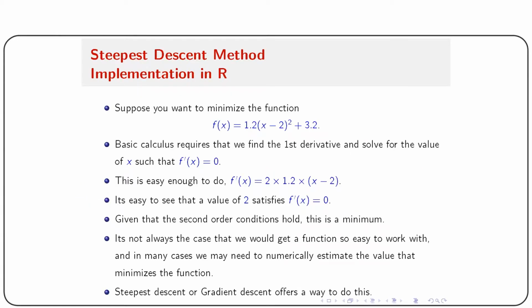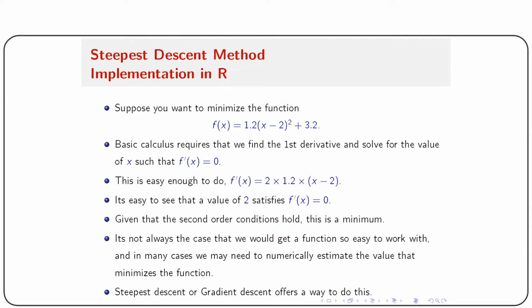The steepest descent method implementation in R. Suppose you want to minimize a very simple function, say f(x) = 1.2 * (x - 2)^2 + 3.2. So this is a very simple function. Let us try to implement the minimization process by the steepest descent method.